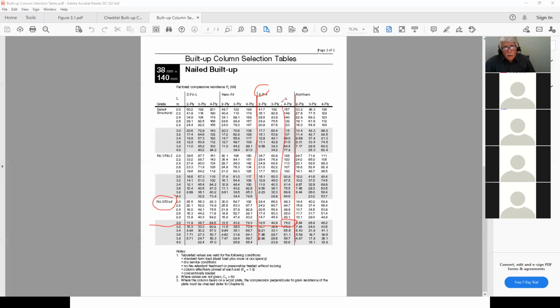So I know that if I use a 4-ply, so I use SPF 38 by 140 4-ply, just like we would specify for a built-up beam, okay? L equal to 3.0. We have PR equal to 75.2, greater than my PF of 43.6. And there's my answer right there.